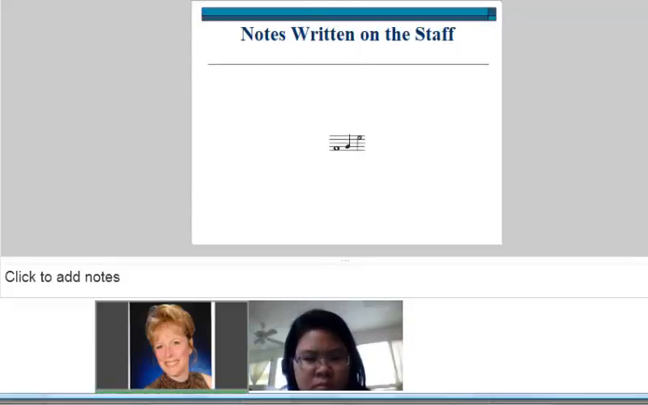Notes written on the staff. Notes are centered on the lines or in the spaces between the lines. Stems on the notes can go either up on the right or down on the left.